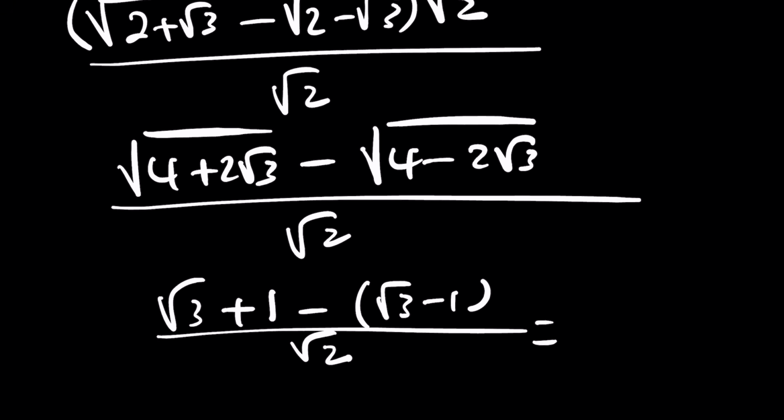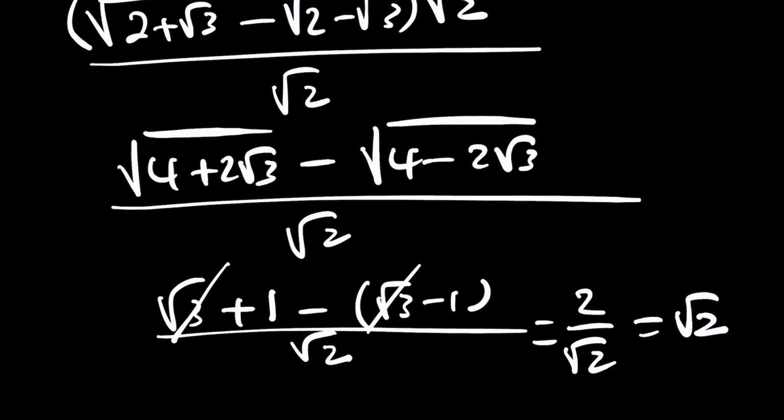Let's do it. This is going to give you 1. Wait a minute. The root 3's are going to cancel out. We're going to get 1 plus 1, 2 divided by root 2, which is root 2 as before. It is the answer. And this is the end of the third method.